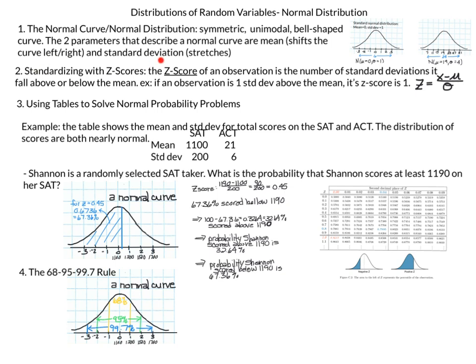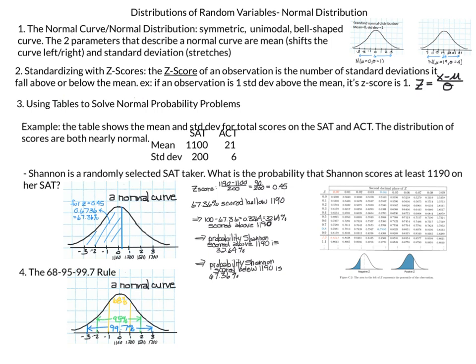We used z-scores to standardize our curve so that no matter what the mean and standard deviations are, we can use a common table. And the z-score tells us how far our observation is from the mean in terms of standard deviation. So how many standard deviations it is above or below the mean. For example, if an observation is 1 standard deviation above the mean, then its z-score is 1. This is the formula for z-score. Z is equal to our observation x minus the mean, mu, divided by standard deviation sigma.